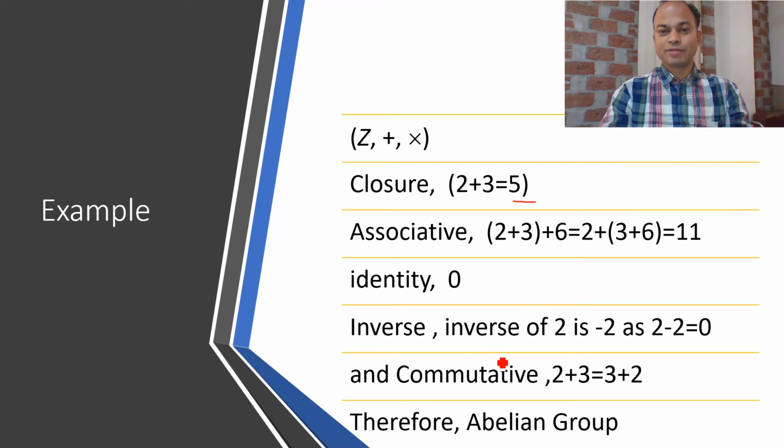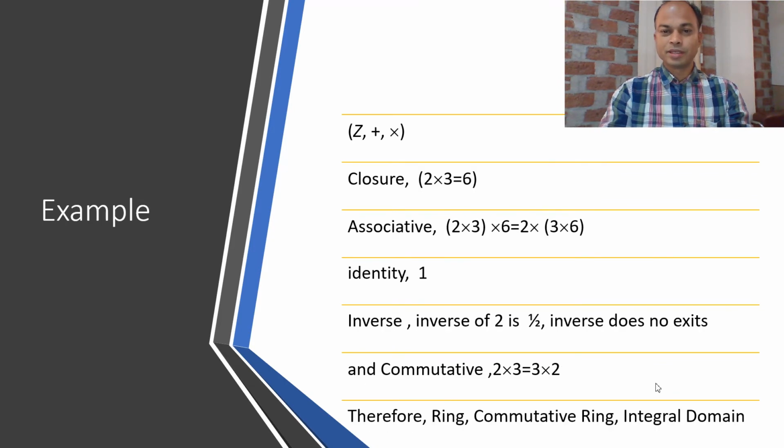If we talk about the inverse, then inverse of 2 is minus 2 because 2 minus 2 equals 0. I mean we are getting the identity. Therefore, minus 2 is the inverse of 2 and this minus 2 belongs to the set of integers. Therefore, inverse is available. If we talk about the commutative property, then we can write 2 plus 3 equals 3 plus 2. I mean all 5 properties are true here. Therefore, an abelian group is formed.